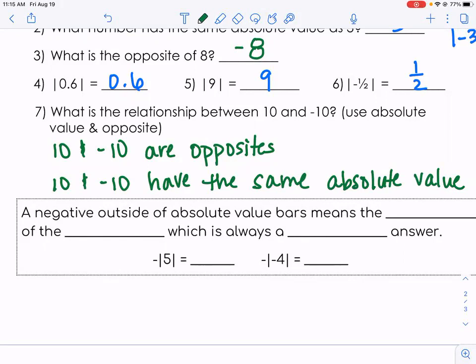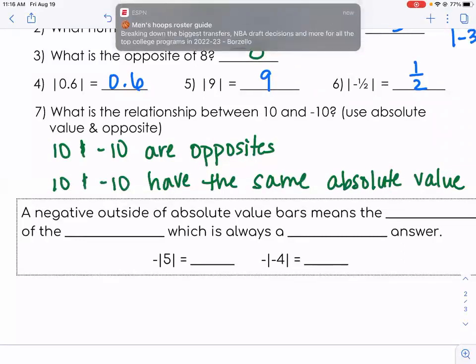Corinne, what is the opposite of 5? Okay, good. Tyler, what's the opposite of negative 12? Good. Braxton, what is the opposite of negative 1? What's the opposite of negative 1? 1. Yeah, look at you guys, you got it.